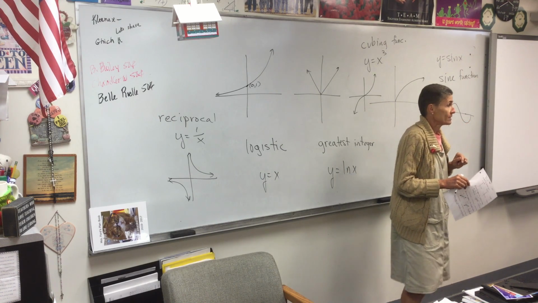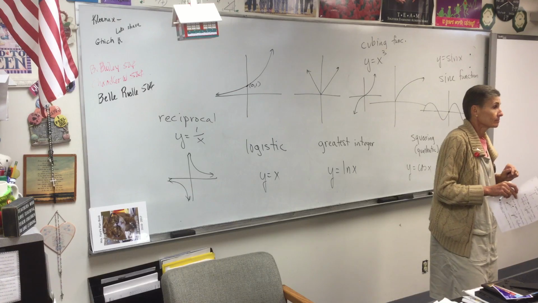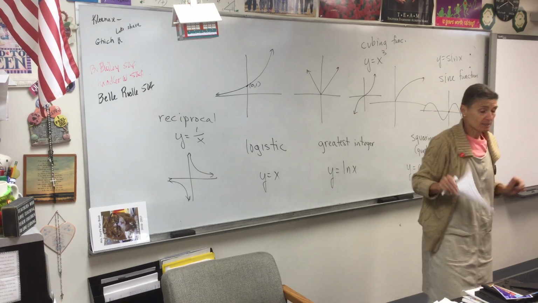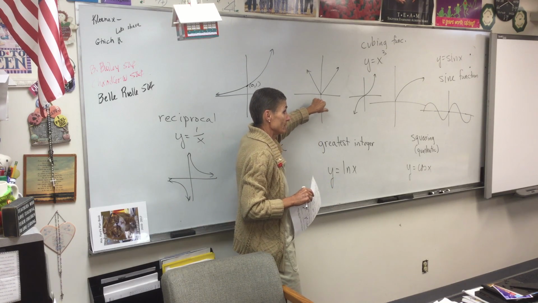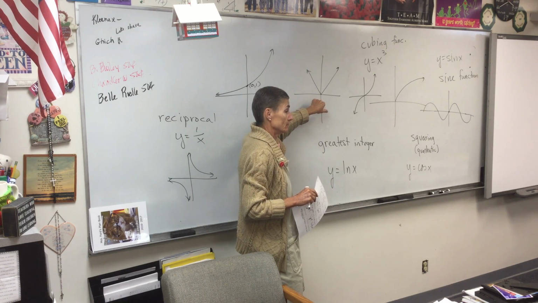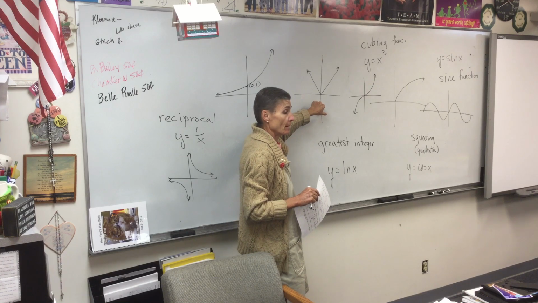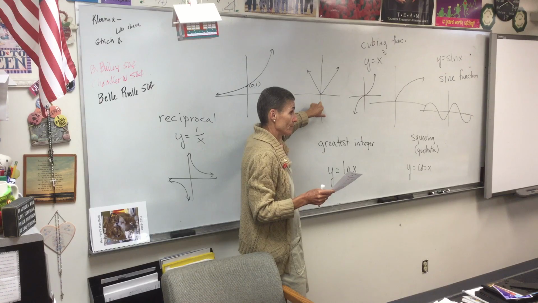What did you draw for C? V, absolute value V, right here. This is what you drew for C. Everybody in agreement? No questions about part 1.